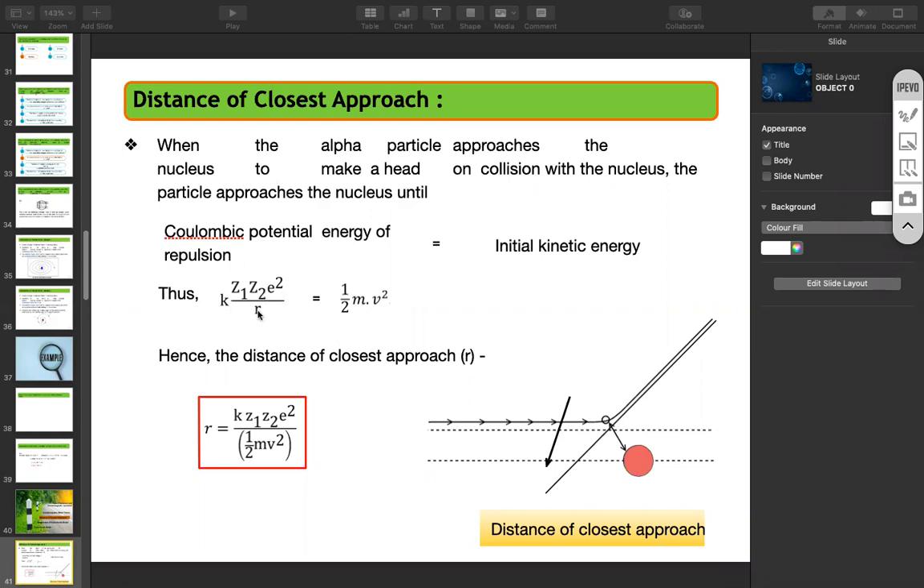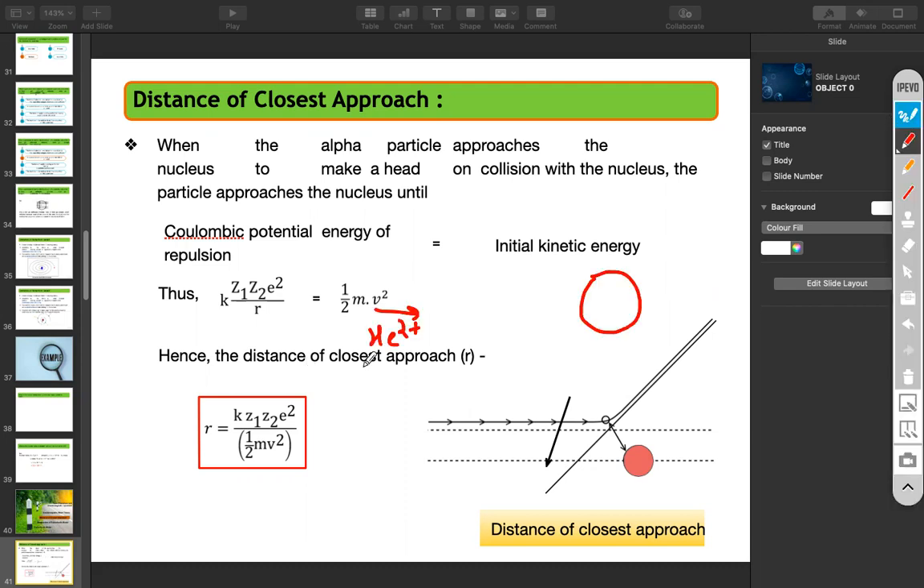So k z1 z2 e square equals half mv square times r. Can I get the radius of the nucleus by this relationship? Yes or no? Can I write that radius is inversely proportional to kinetic energy?